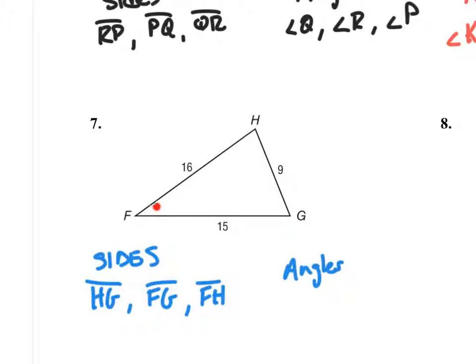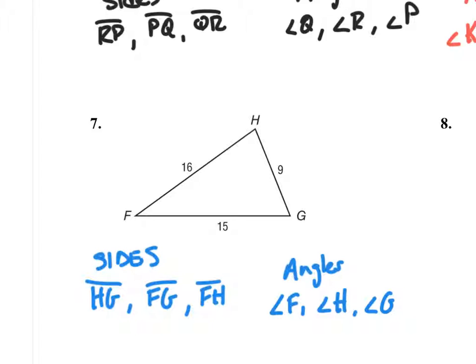That's going to be across from angle F. So angle F here is my smallest angle. My next largest side is FG, and that's across from angle H. So angle H is my next largest angle. And then I know that FH is my largest, and that's across from angle G. So angle G is my largest angle.